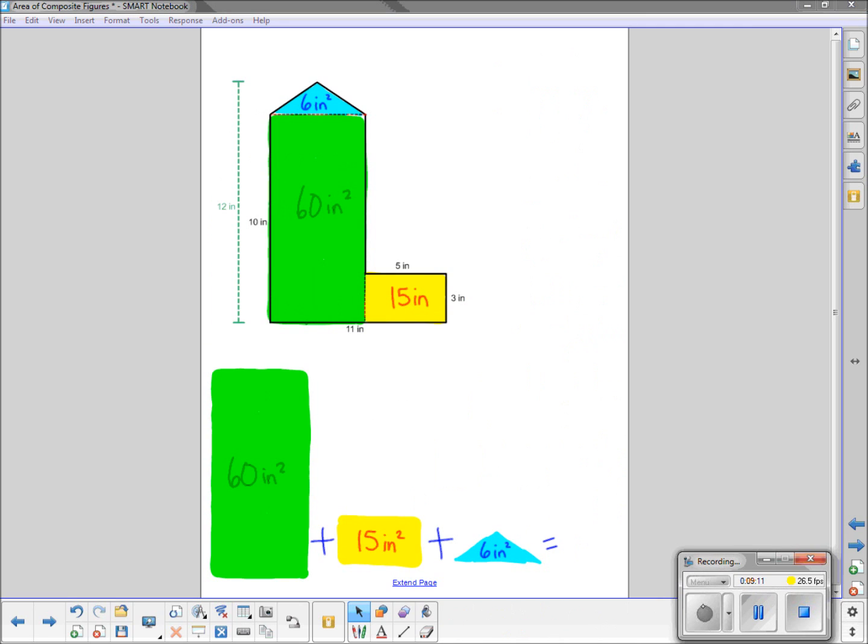And the final step here is to add the areas of all three shapes, which gives me a total of 81 square inches. This is how we will find the area of composite figures.